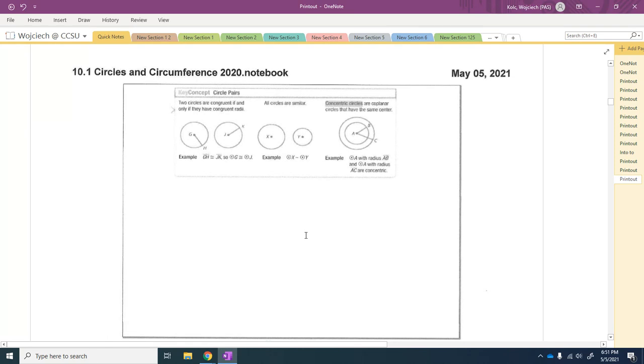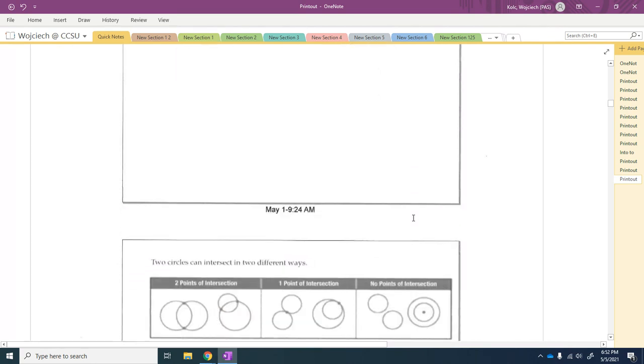All right, let's talk about circles. Two circles are congruent if and only if they have congruent radii. Obviously, if this radius is 3 inches and this is 3 inches, the circles are exactly the same shape, same size. Congruent means exactly the same. All circles are similar. And the last definition is concentric circles are coplanar circles that have the same center. So the two circles over here share the same center, and they're called concentric circles.